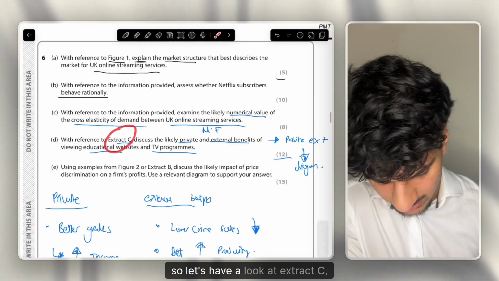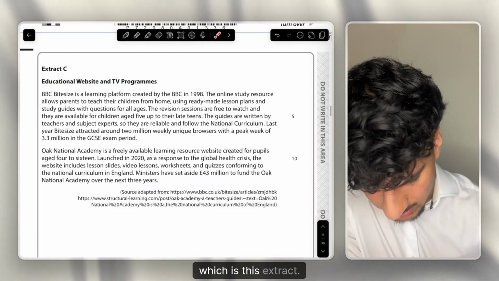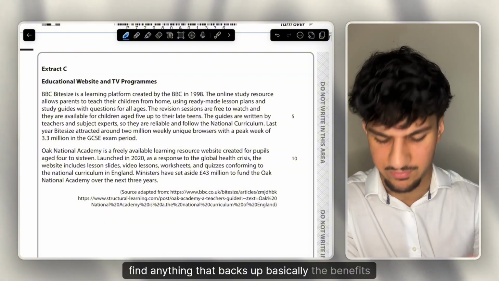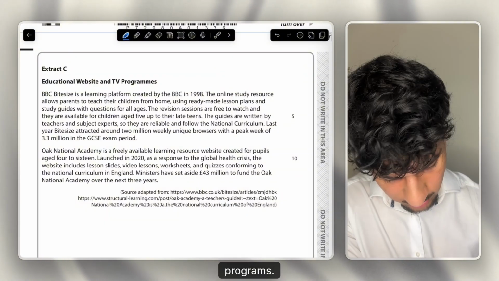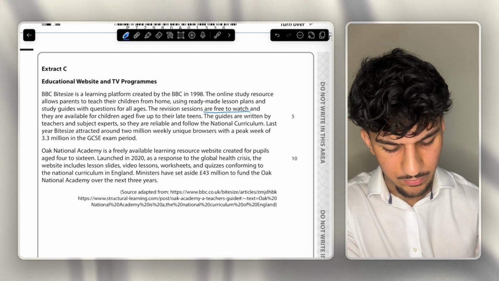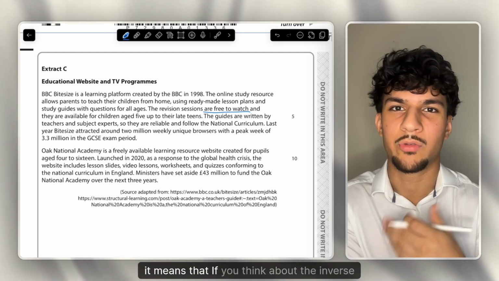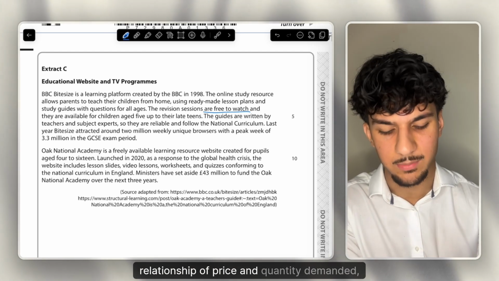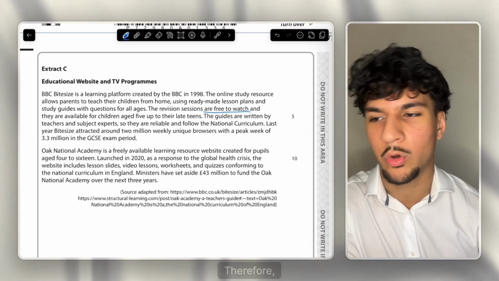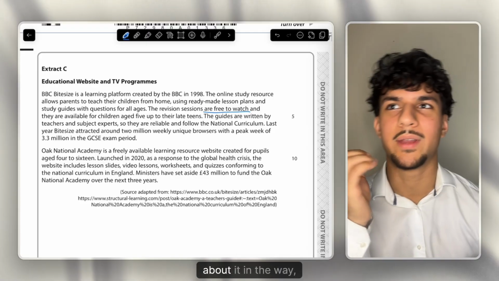So let's have a look at extract C, which is this extract. So education websites and TV programs. Let's just find anything that backs up basically the benefits of these programs. So firstly, they're free. What does free mean? If you think about demand, and the inverse relationship of price and quantity demanded, it means that of course there's going to be a lot more demand due to price being free. Therefore, what do we usually say when price drops? Just think about it in the way, because free.